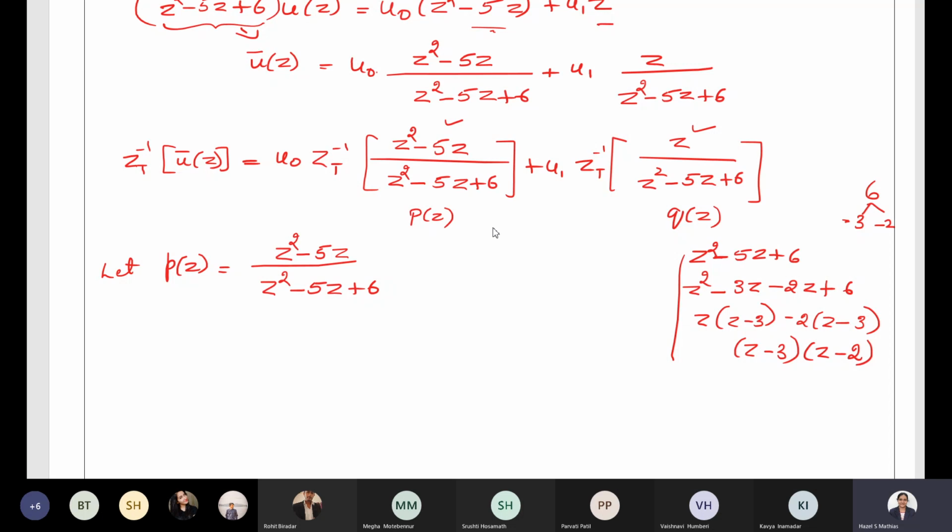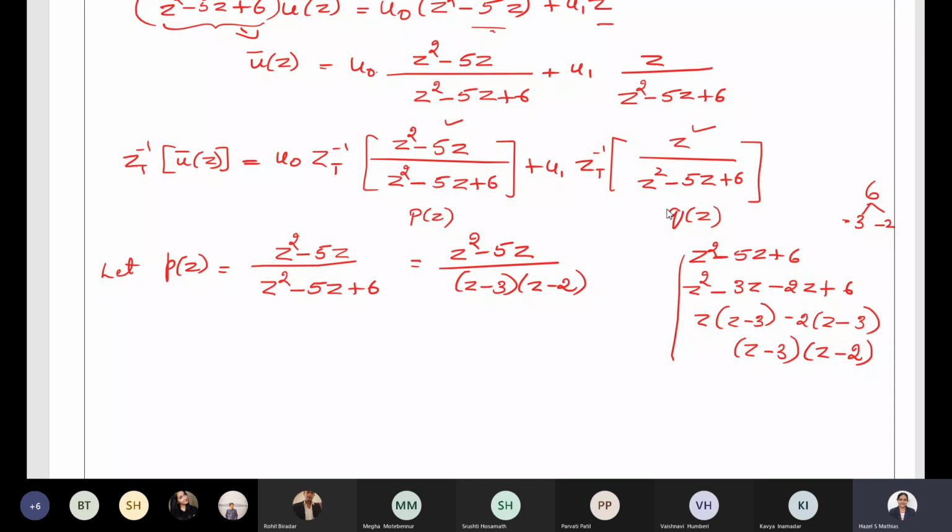Yes, ma'am. Okay. Anybody else has any doubt? Anybody wants me to repeat this step? Is it clear? Is it okay? Yes, ma'am. Okay. Now, so z square minus 5z divided by, it will be z minus 3 into z minus 2 in the denominator.